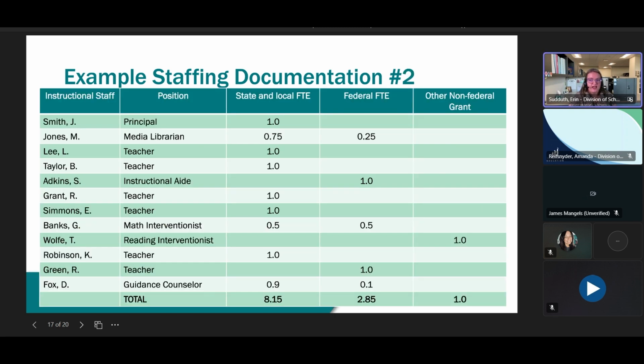So my second example has just a slightly different format. You can see on this one that we've got the last name and the first initial for each documented staff member, but there's no accompanying information, no employee numbers or addresses or anything like that. So we're not worried about PII here. We've also got each person's position listed, again, making it easy to ensure that we're only including those instructional staff members. We've got our state and locally funded FTE column, our federally funded FTE column, and an additional column for other non-federal grant funded FTE. Just like that federally funded FTE column, this is completely optional, just something that this district decided to do.